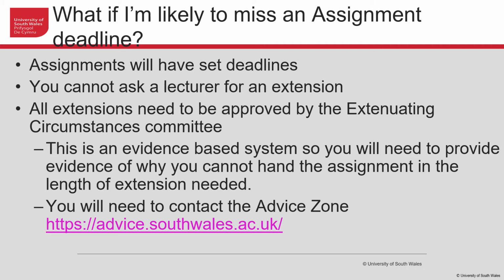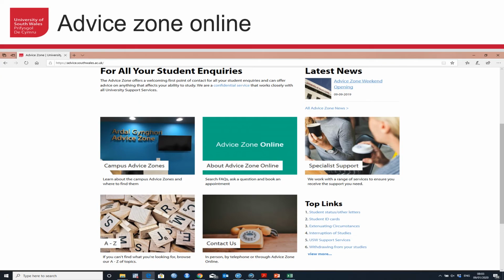It's an evidence-based system. So you have to provide evidence why you cannot hand your assignment in, and also detail the length of extension required. If you have to contact the advice zone, use the link below. That link will take you to advice zone online, and you can then request an extenuating circumstances form by using the advice zone online link.